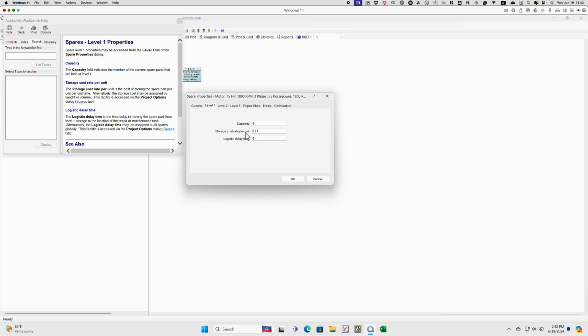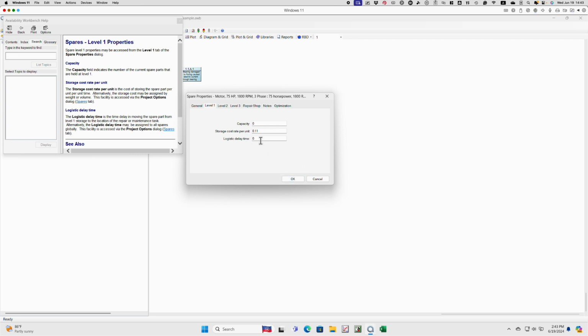That's based on the purchase price of $5,000 and the carrying charges. In this case, we're going to have 20% per year. Then we divide that by the number of hours in a year to get the storage cost per hour. So $1,000 divided by 8760, we come up with 11 cents per hour for storage cost per unit.